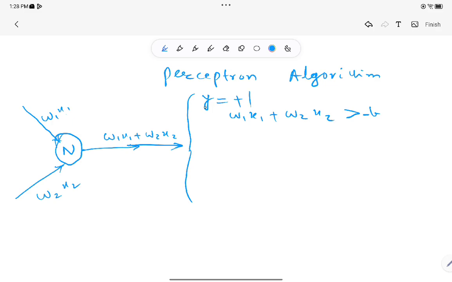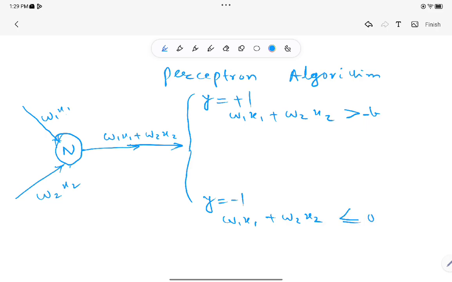But the output being 1 does not mean that there will be a number 1 at the output. No, output being 1 means the neuron is switched on. We have discussed this at length already. Similarly, the output will be minus 1 if W1x1 plus W2x2 is less than or equal to the threshold.